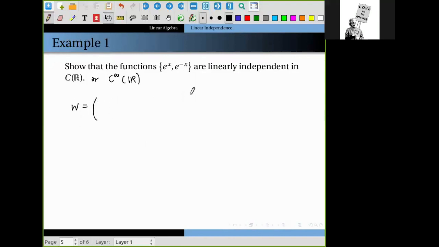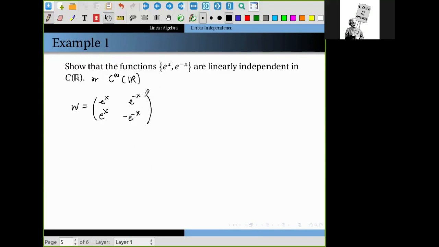And so the matrix W, we start by just putting these functions in the first row, e to the x, e to the minus x. There's two functions, and so that gives us two columns in our matrix. And now to build the rest of the matrix, we take the derivatives of these. So the derivative of e to the x is itself. Derivative of e to the minus x is minus e to the minus x.